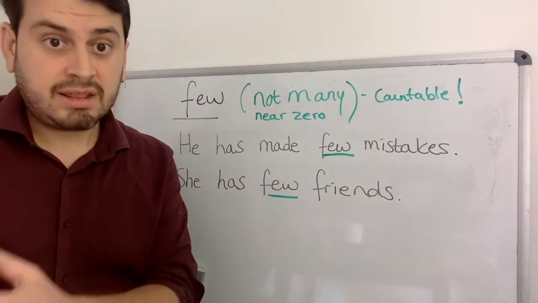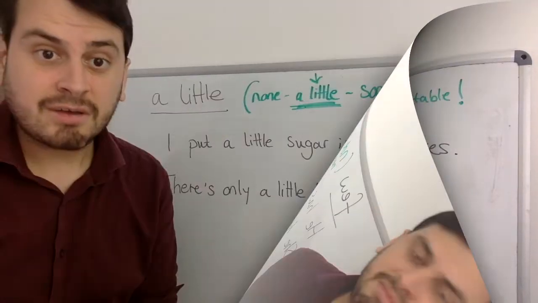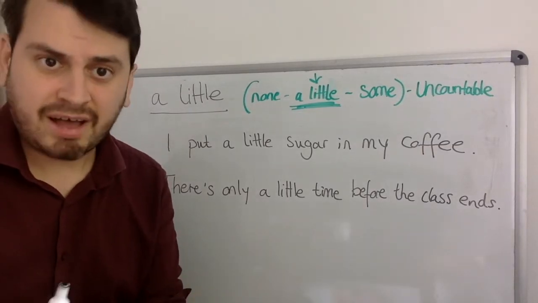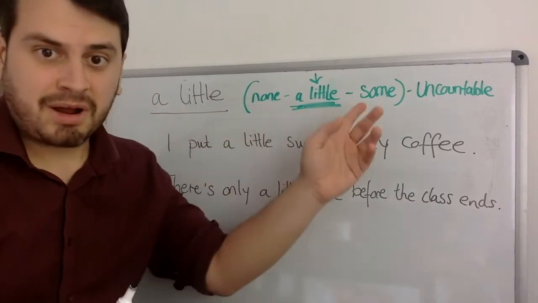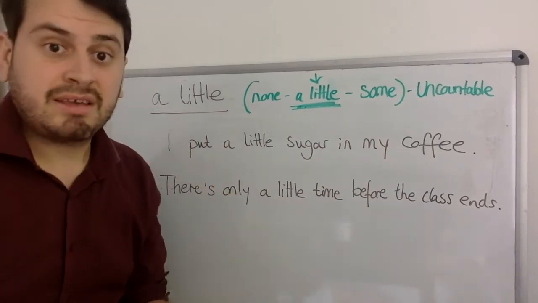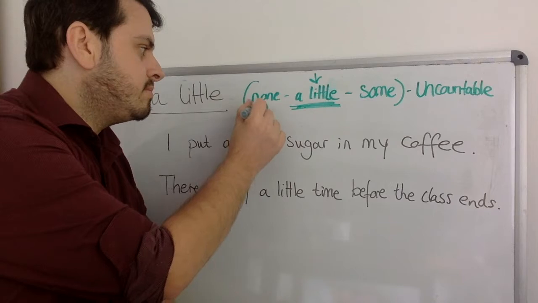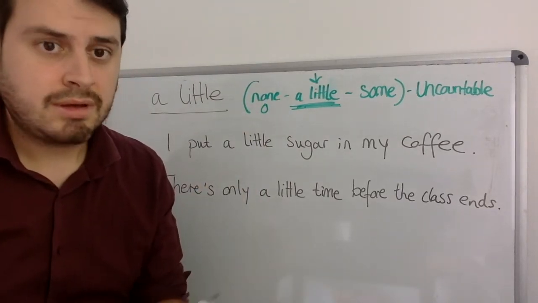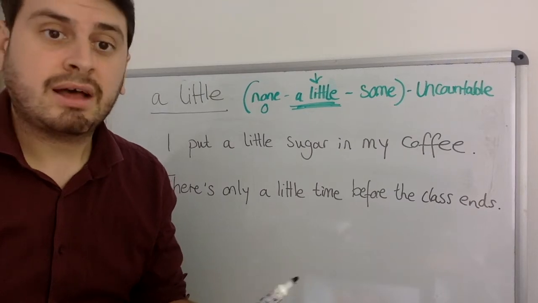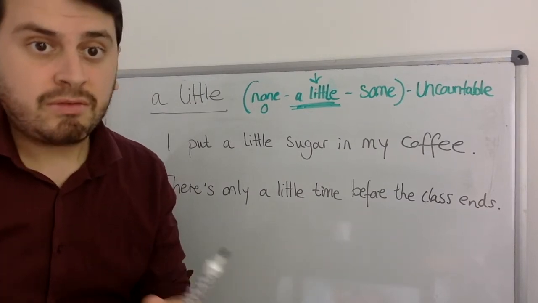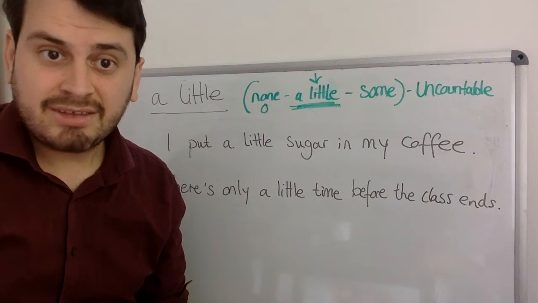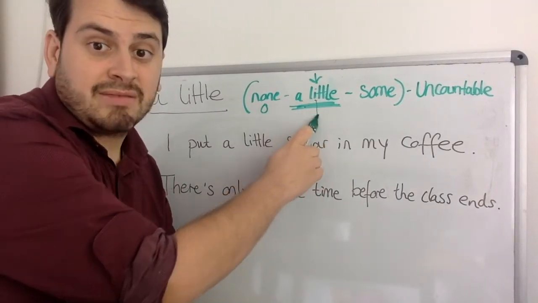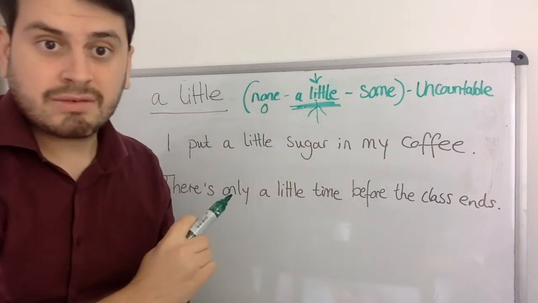So let's talk about a little and little. Okay, so this is a little. Now you can see here I've tried to define it by showing you this graph. None is basically zero. And some means more than one or two, but we don't know how many. I've made a video before about some, but basically a little is like less than some, but more than none. So that's why I put it here. So just remember this is where it goes.